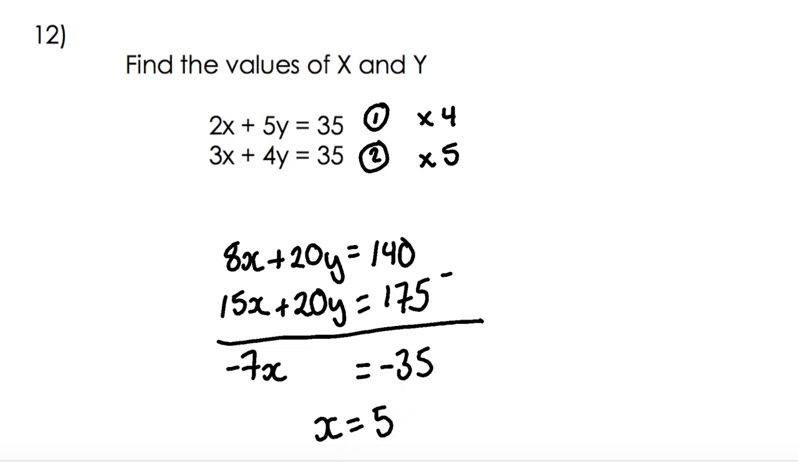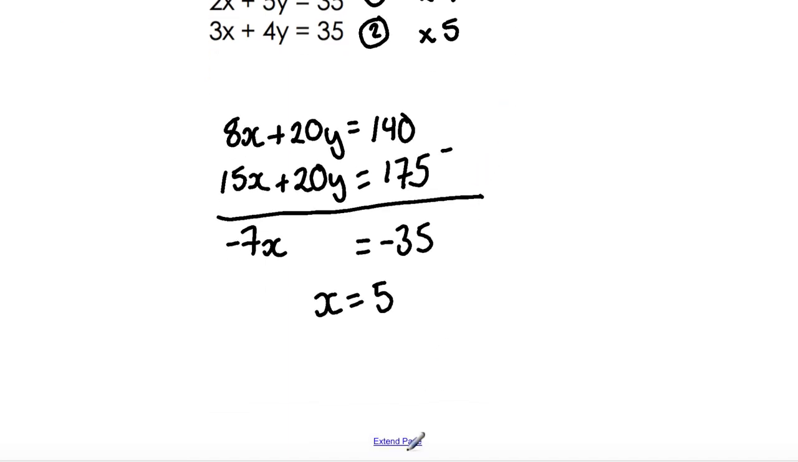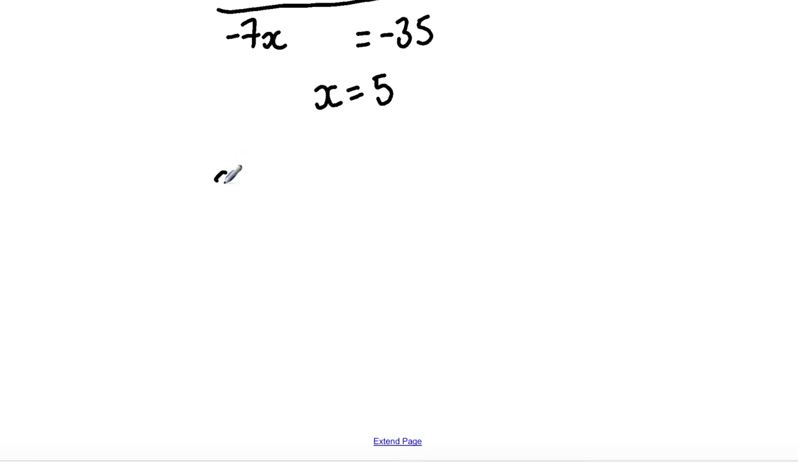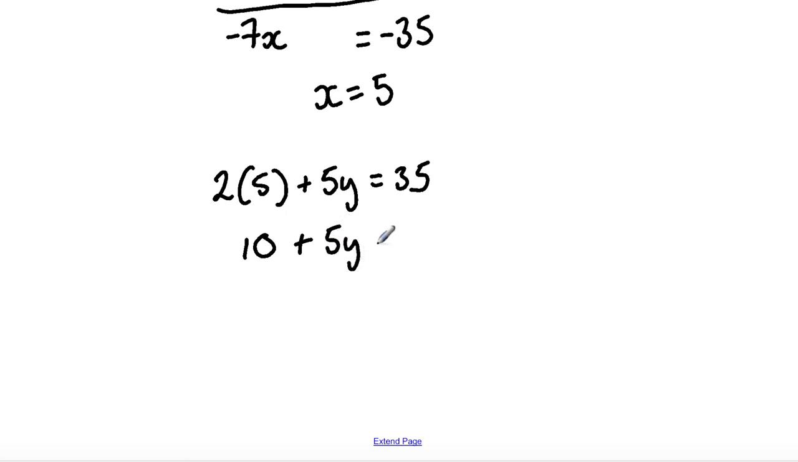I'm now going to substitute the value of x, in this case x equals 5, into equation 1 to find the value of y. So what we should have is 2 open brackets 5 close brackets plus 5y equals 35. 2 times 5 is 10 plus 5y equals 35. I'm going to subtract 10 from both sides. 10 minus 10 is 0, cancels out. We have 5y over here, 35 minus 10 is 25.